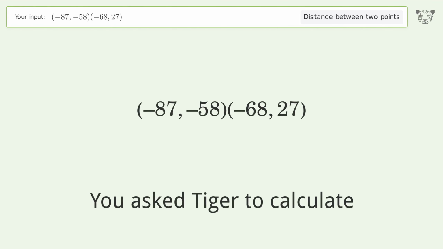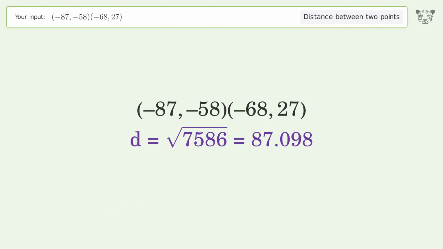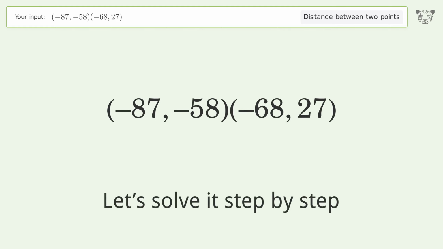You ask Tiger to calculate. This deals with the distance between 2 points. The distance between the 2 points is the square root of 7,586, or 87.098. Let's solve it step by step.